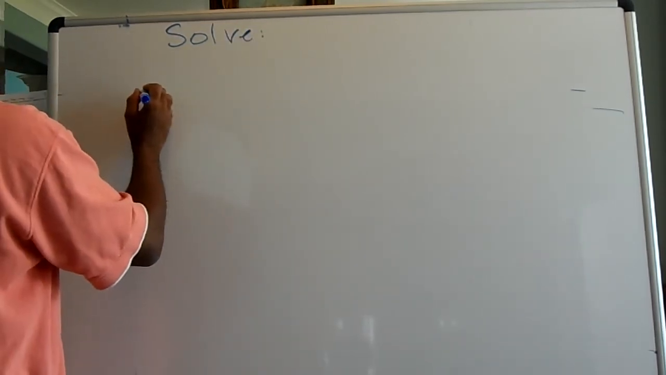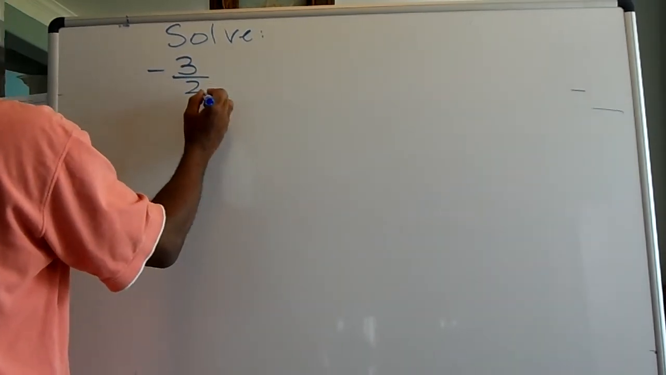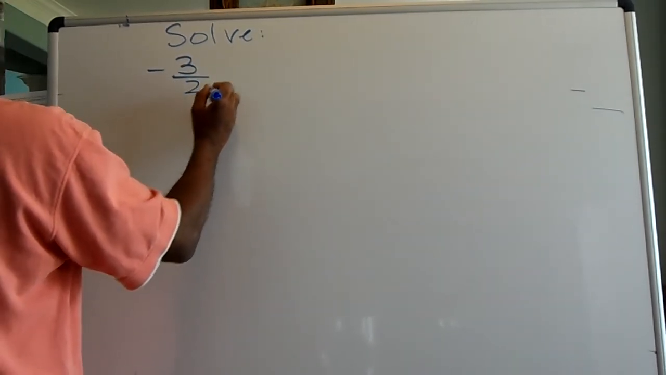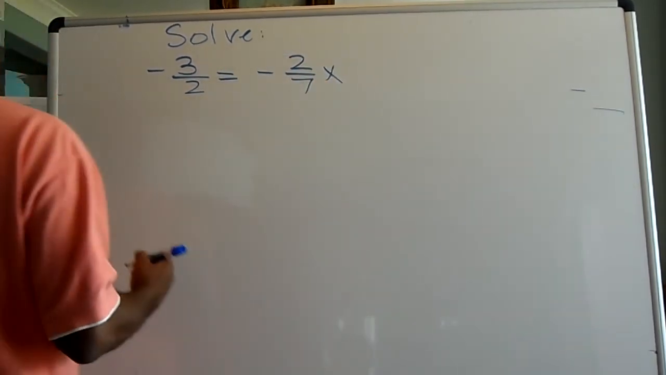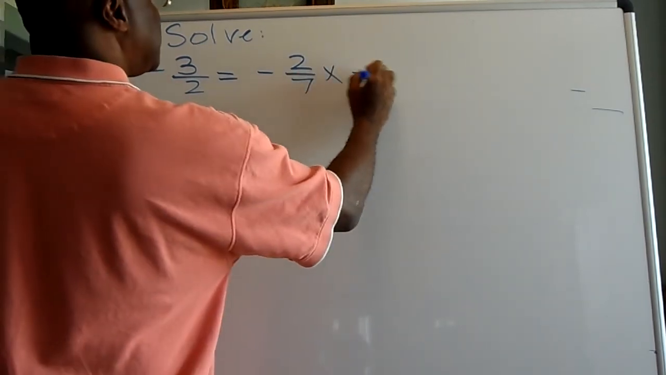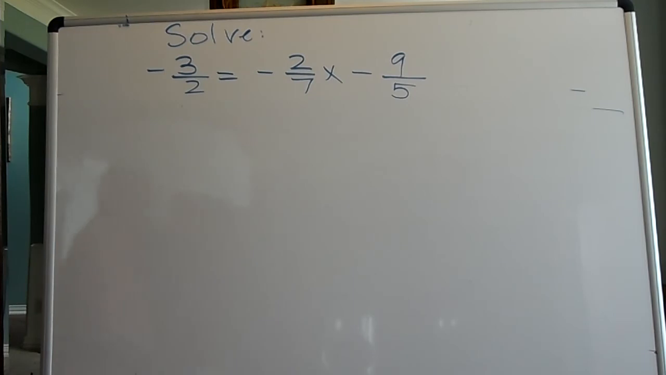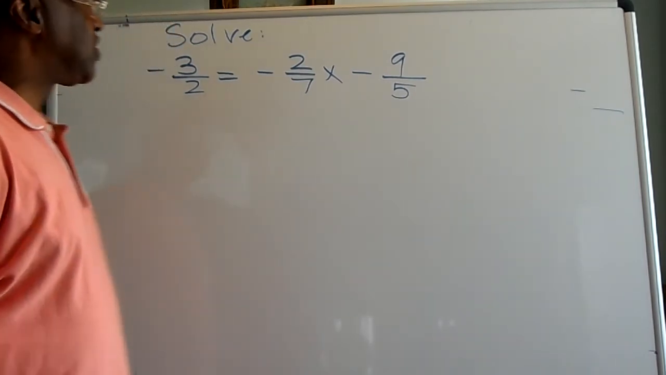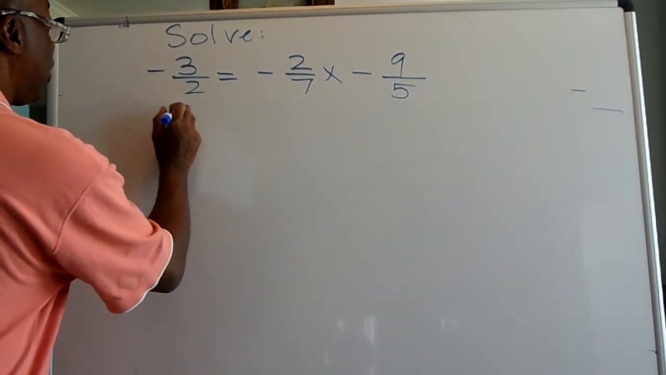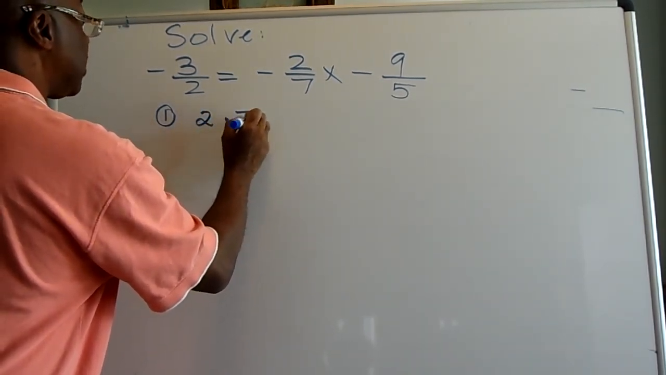It reads negative 3 over 2 equals negative 2/7 x minus 9 over what? 5. Now to save time, I'm going to show you a strategy that can be used. The procedure I want to use is to eliminate the fractions. So in order for me to eliminate all these fractions, get rid of them, I'm going to multiply these denominators. That'll be a good thing to do.